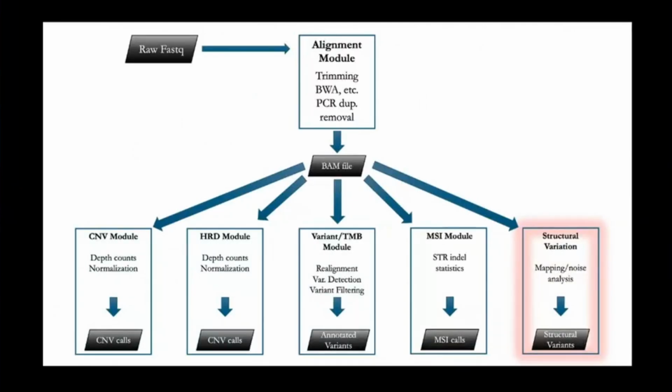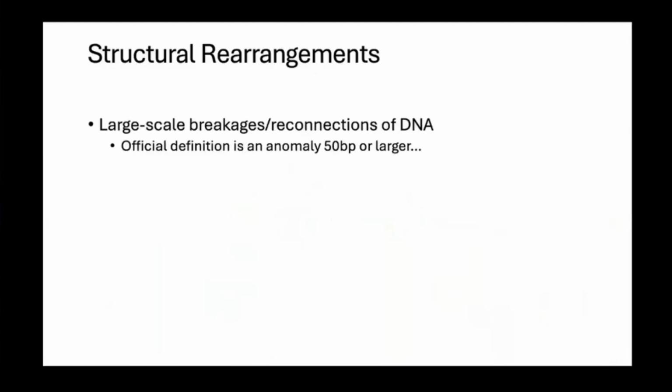Structural variants involve breakages of DNA with reconnection to a distal location. The official definition is anything over 50 base pairs in size counts as a structural variant, but I kind of think that's a bit low. I generally think of these things as larger scale anomalies than that.